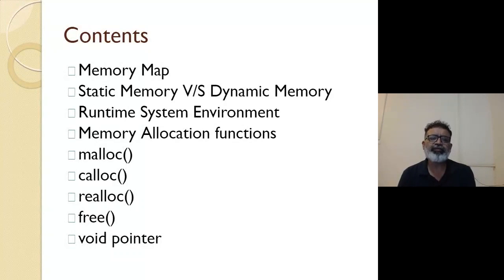In this chapter we have seen how the memory map works, what the difference between static memory and dynamic memory is, and what the runtime system environment is, that is, the part of memory allocated to our program and how it manages the memory on the stack, heap, and global and static memory. Memory allocation functions: we have seen three functions for allocation of memory, and one function for deallocation of memory.